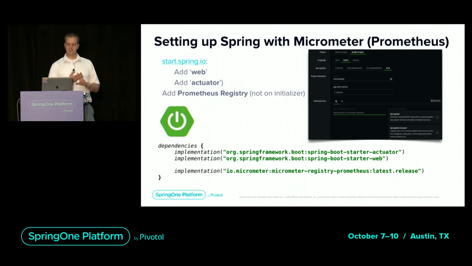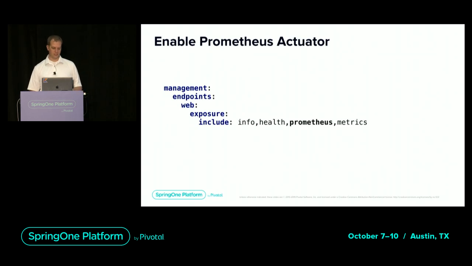So we don't have time to actually go to start.spring.io, but to quickly set up, you can go there, start your project, use web and Actuator, at least in the case of Prometheus. And then you need to add the Prometheus registry yourself. So those are the corresponding Gradle additions to get that up and running, and that's what I've added to my project here. You need to turn on the actuators.